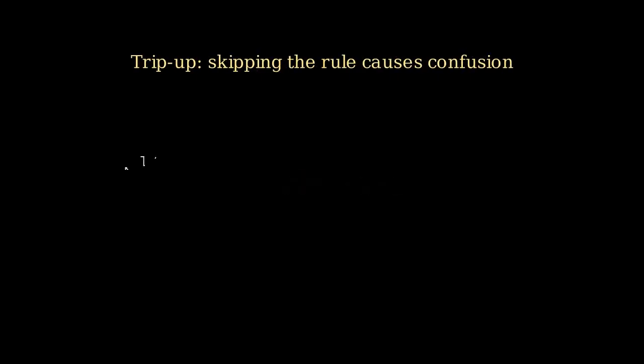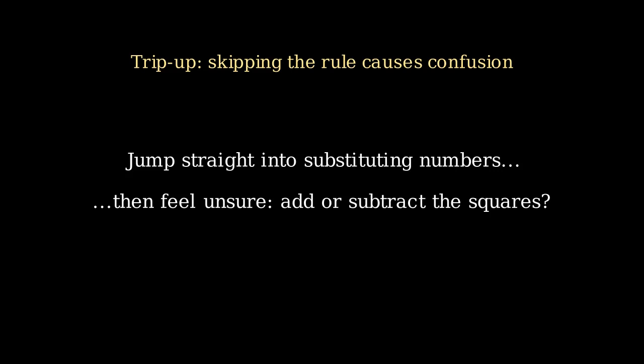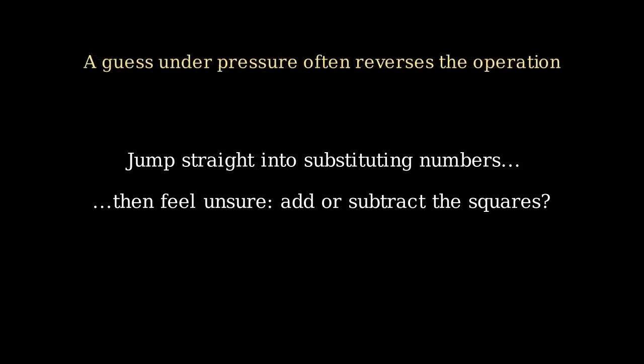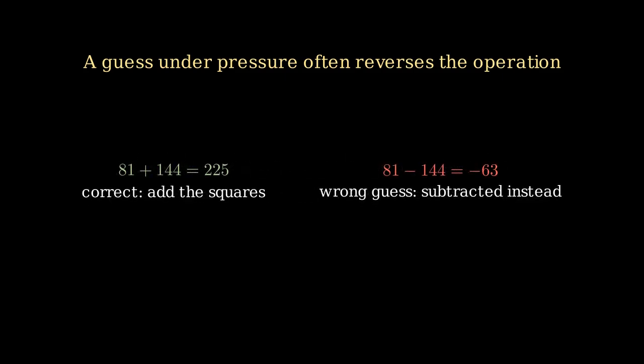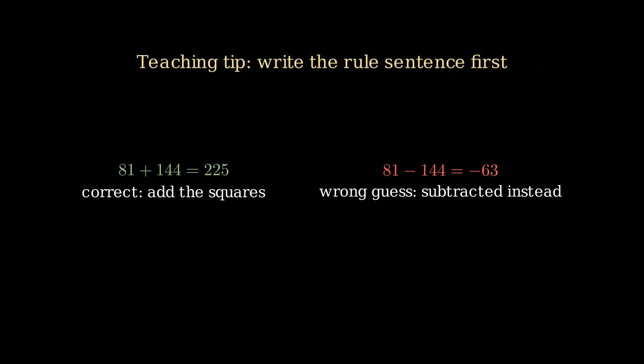Now, let's look at the trip-up this technique prevents. If you skip naming the rule and jump straight into substituting numbers, you can get partway through the calculation and suddenly realize you're not sure whether you should be adding or subtracting the squares. Under time pressure, this uncertainty often leads to a guess, and that guess frequently reverses the correct operation. For example, subtracting when you should be adding, which gives completely the wrong answer even though the arithmetic itself was done carefully. So here is the teaching tip.